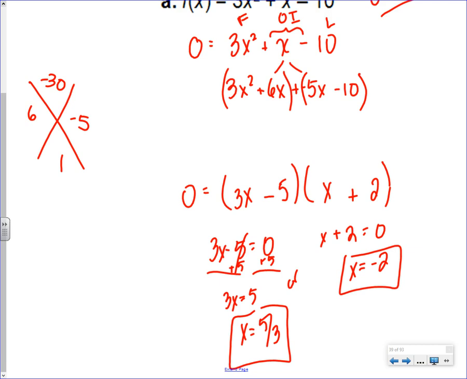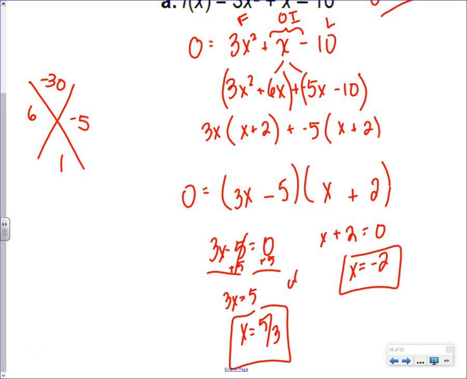Now, in grouping, do you guys remember what you look for? Things that you can factor out. What's in common for 3x squared and 6x? 3x. So pull it out. What's left? Good. Plus, what's in common between the negative 5x and the negative 10? What's left? X and 2. Plus 2. You can always double check.